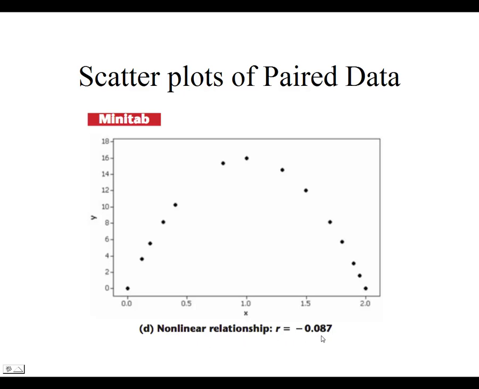Now, here's an instance, part D, where we have no linear relationship. We have an r value very close to 0. It's negative 0.087. However, it's very clear from looking at this data on a scatter plot that there is a correlation between the two. It just doesn't happen to be linear. Linear would imply a straight line. This one is more of a parabola. So it's probably a quadratic relationship as opposed to a linear one. So it's always a good idea to take a look at your data before you run anything. So you take a look at the scatter plot first.